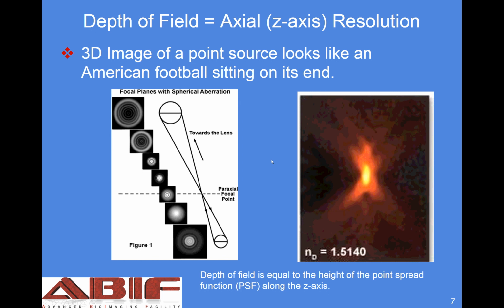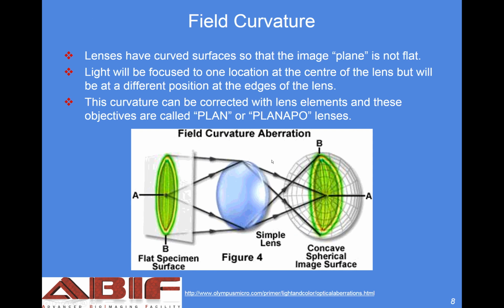Field curvature is another aspect of lenses. Lenses themselves have curved surfaces, so the image plane is actually not flat, but a curved surface. Light that's focused through the center of the lens will focus to a different plane than light that's focused from the edge of the lens. And this is a problem if you're trying to look at a relatively reasonable field of view of a sample, in that the center of the image will be in focus and the edges will be out of focus.